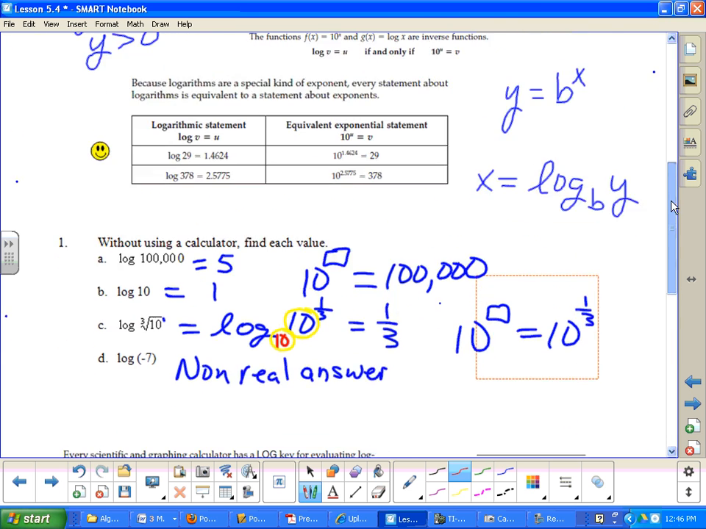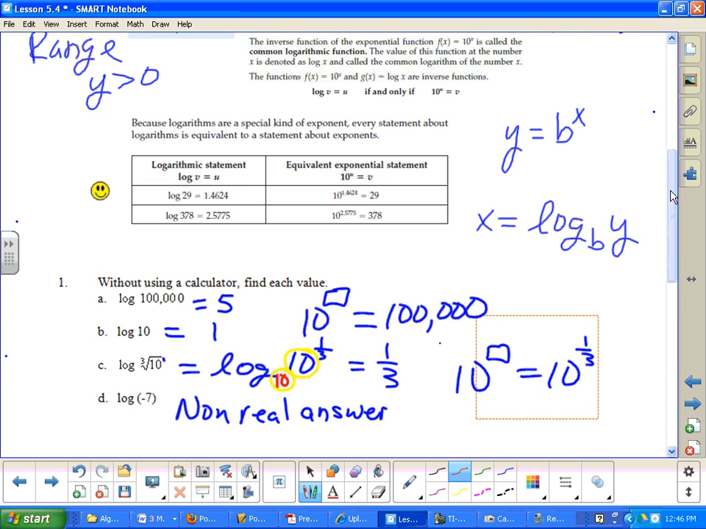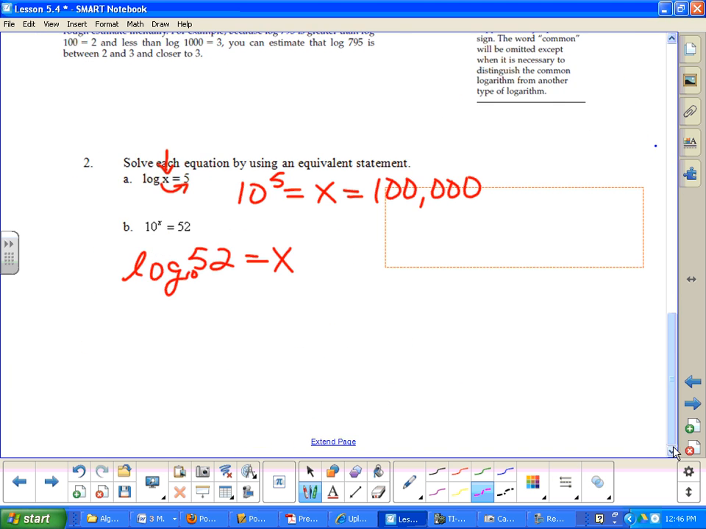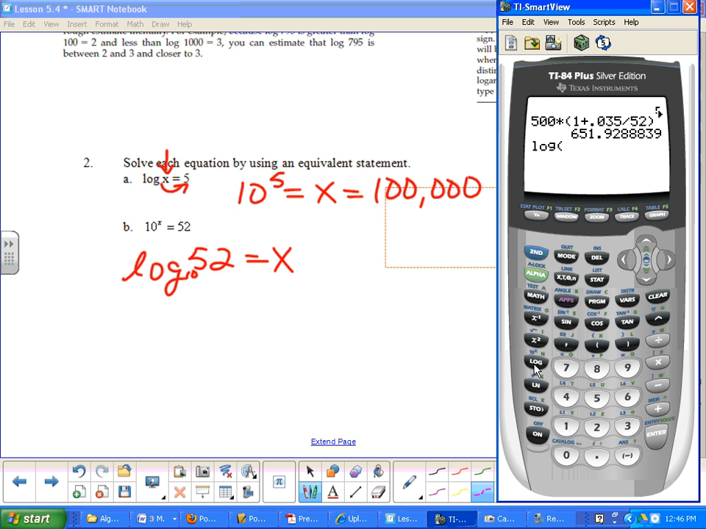So this stuff here is converting from exponential to logarithmic. If I have y equals b to the power of x, that's the same as x equals the log base b of y. So for letter B, I could just take my calculator, type in the log of 52, and we will get 1.716 approximately.